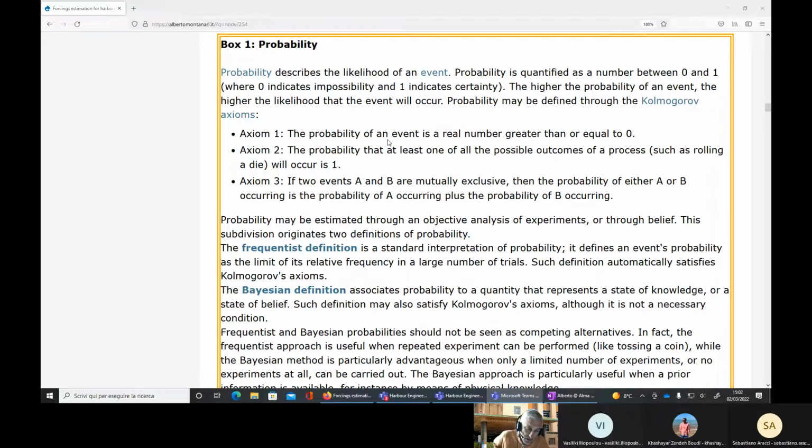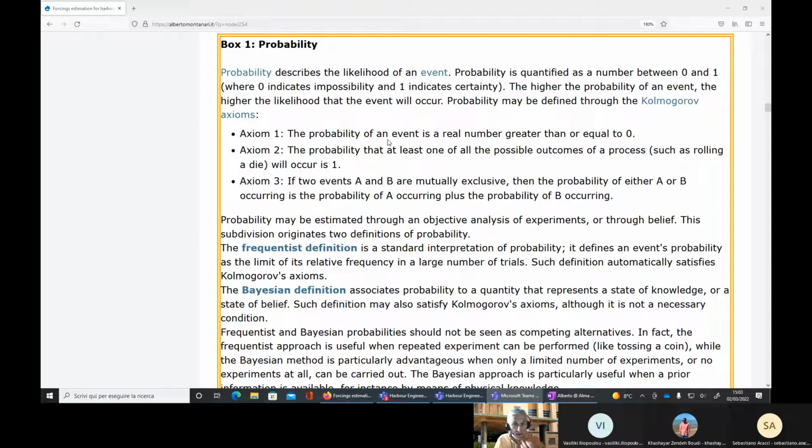Keep in mind that in our everyday life, it is more likely to experience something that is not certain with respect to something that is certain. But still, it's important that we have clear in mind the concept of certainty. The higher the probability, the higher the likelihood that the event will occur. Now, how can we define probability? We said it is between 0 and 1, but how can we define it? I think the best way is through the three axioms that you see on the screen. They are the Kolmogorov axioms.